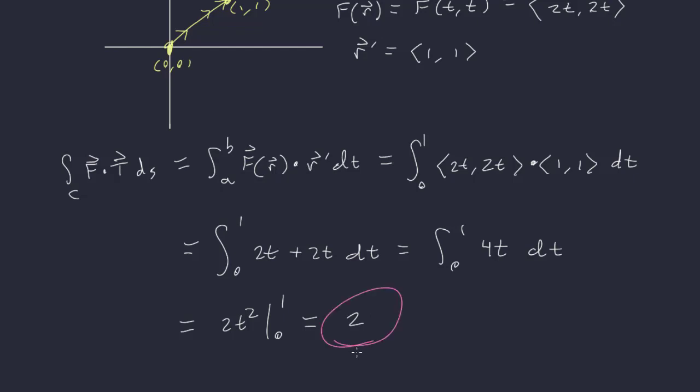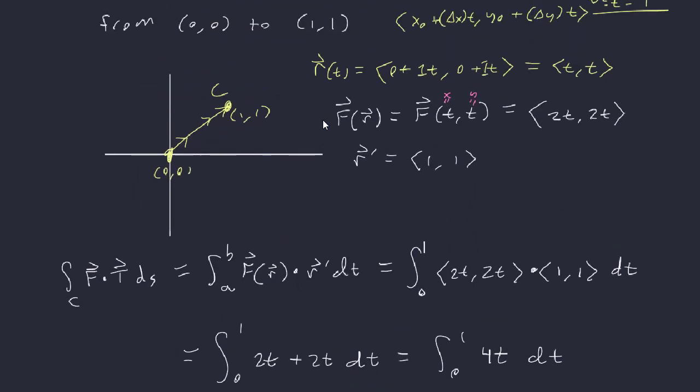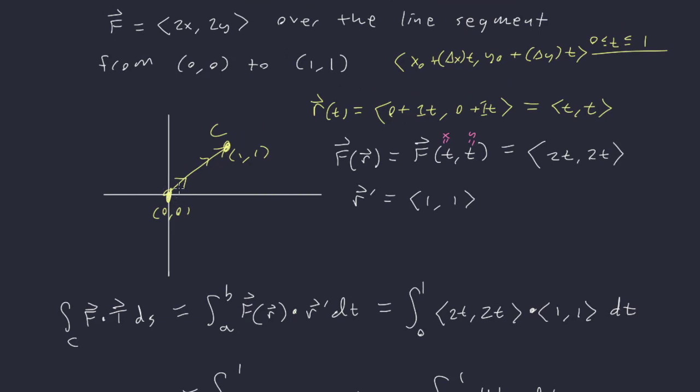Okay, so what does this mean for us? Well, this vector field, if you remember, at the point 0, 0, we're just going to get 0. At 1, 1, we're going to get the vector 2, 2. And at the point 1 half, 1 half, we're going to get the vector 1, 1. So we'll get, say, this vector. So all the vectors along this line are pointing along the path.